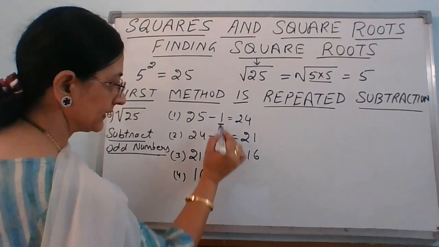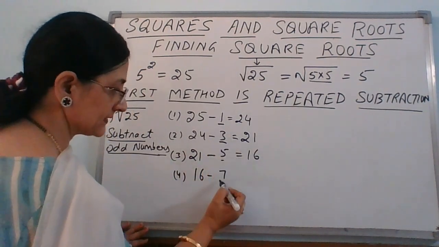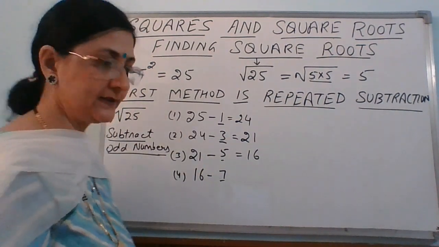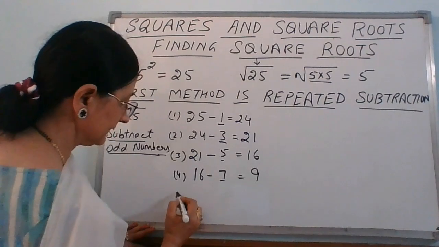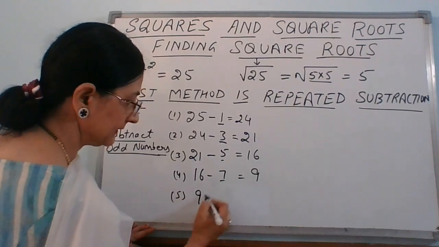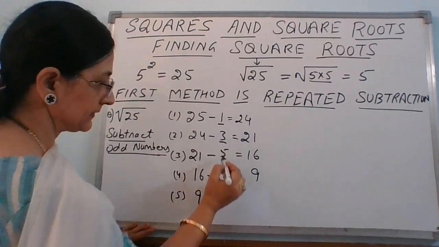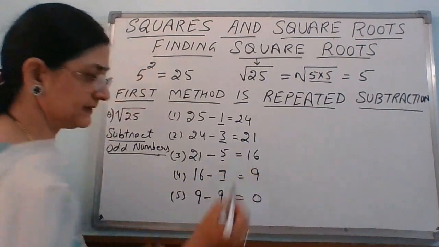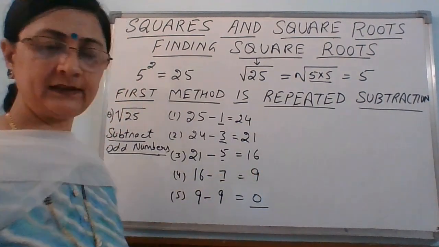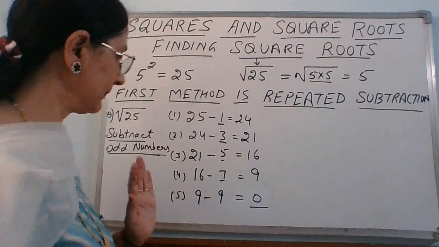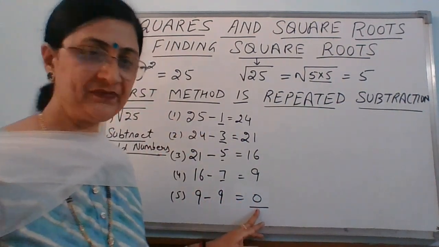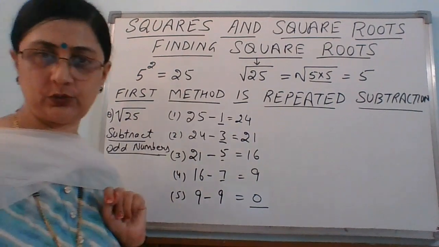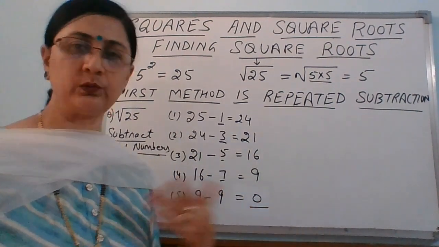Now you have to subtract 7: 1, 3, 5, 7, you have to subtract all the odd numbers in order. 16 minus 7 is 9. Then comes the turn of 9: 1, 3, 5, 7, 9. The answer came 0. When 0 comes, you have to stop. So you have to see in how many steps it became 0. In 5 steps it became 0. The number of steps in which it becomes 0 will be the answer.